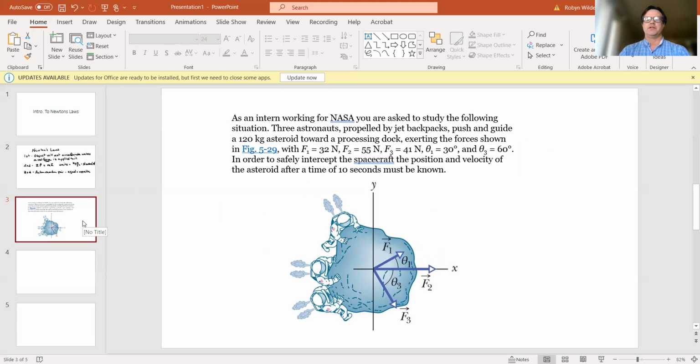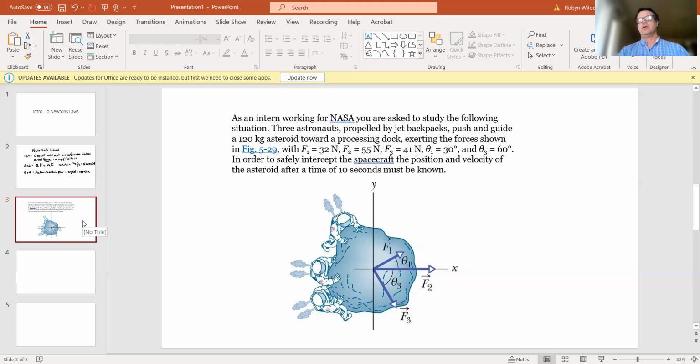The 3 astronauts here are going to push on an asteroid to guide it toward a processing dock on a spacecraft. And the forces that they're pushing with are given. In order to safely intercept the spacecraft, we need to know what the asteroid is going to do. And we need to know the position and the velocity of the asteroid, maybe after a time of 10 seconds.